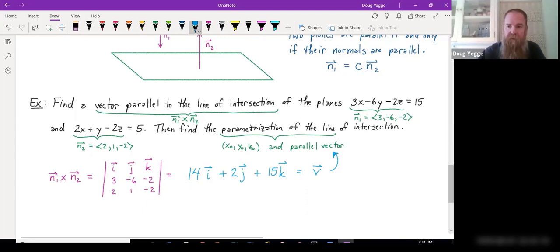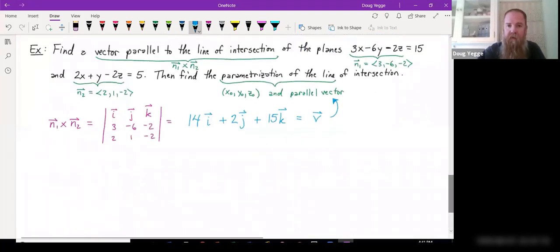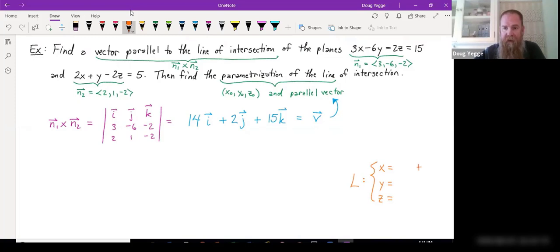Okay, well that's good. So why don't we go ahead and start to write out the equation of our line. The parameterization of our line is going to be x equals, y equals, and z equals. Now we don't yet know a point on the line, but what we do know is that I'm going to be adding 14t for the x component, 2t for the y component, and 15t for the z component. Now the only thing we don't know is a point that lies on the line.